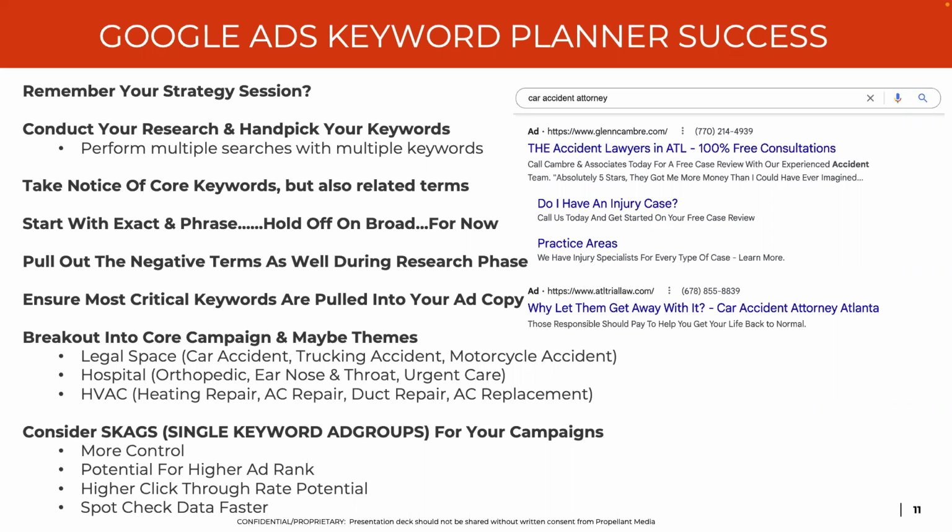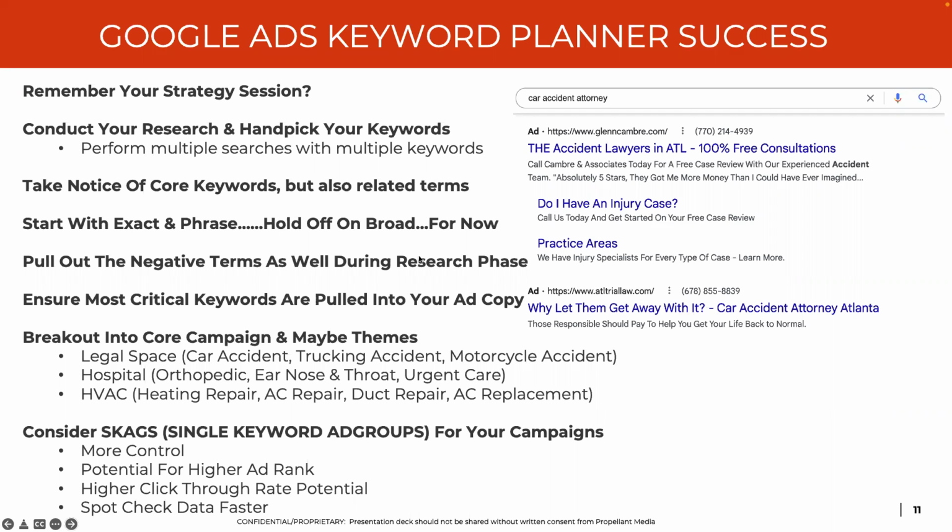For us, it gives us more control, particularly with some of the changes that have happened within Google's platform. It allows us potential for higher ad rank as well, because we control our ad copy relative to the keyword that's within the ad group itself. It typically promotes a higher click-through rate in our experience. Again, that probably has a little bit more to do with the control, but that's been our experience. And then it also allows us to spot check data and performance much more quickly.